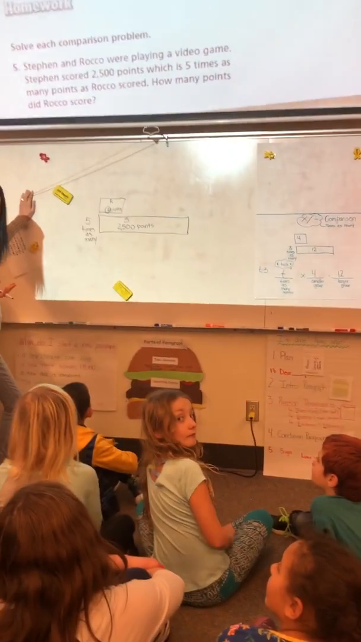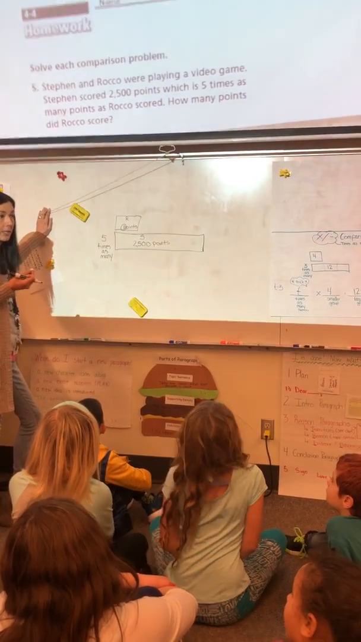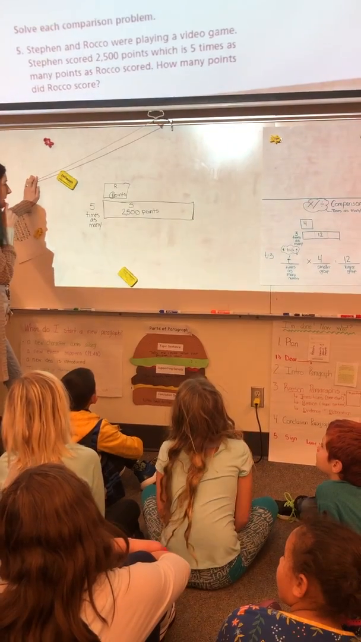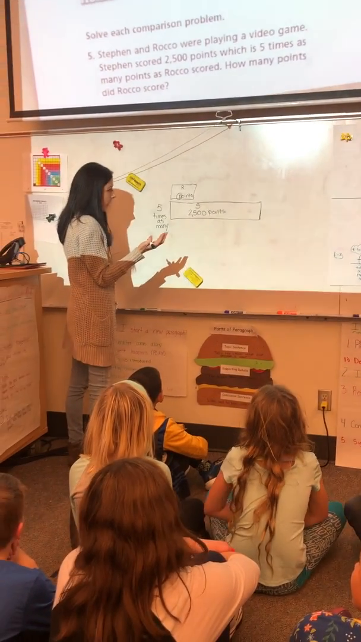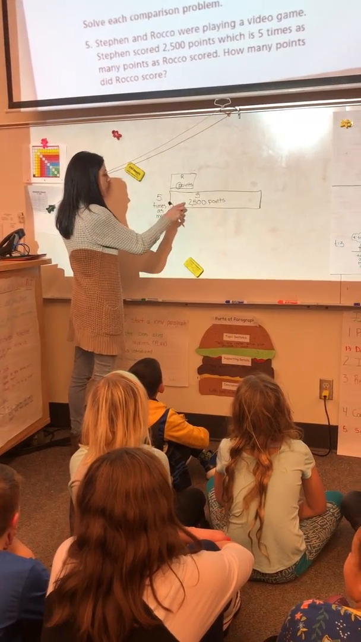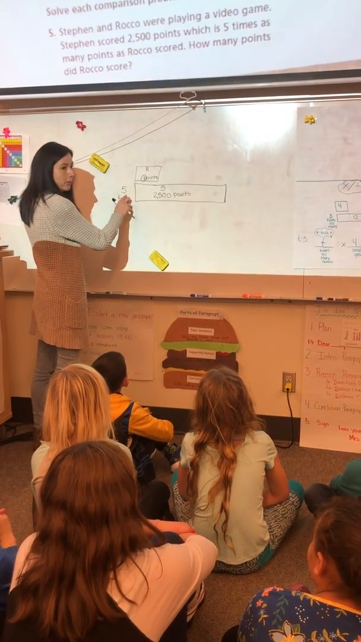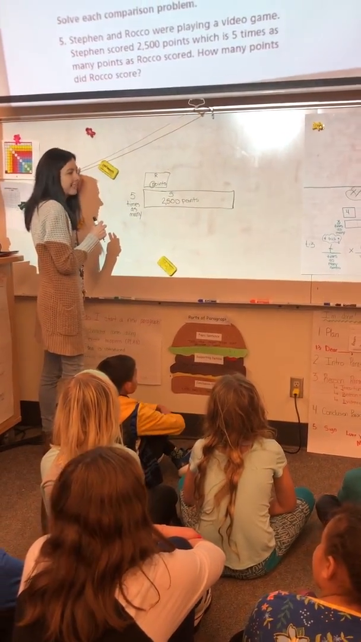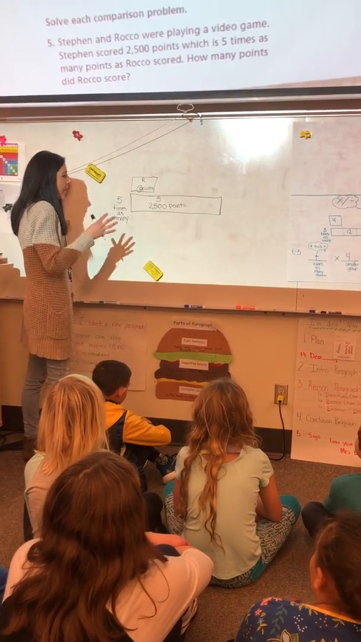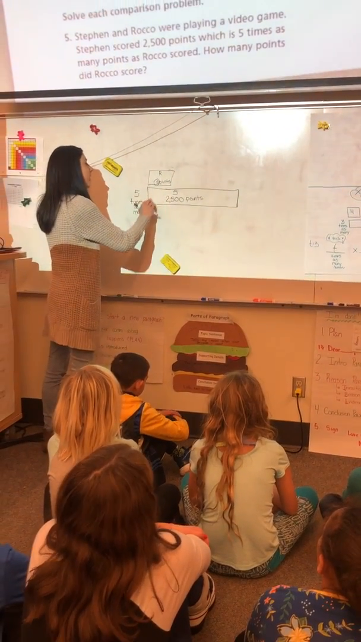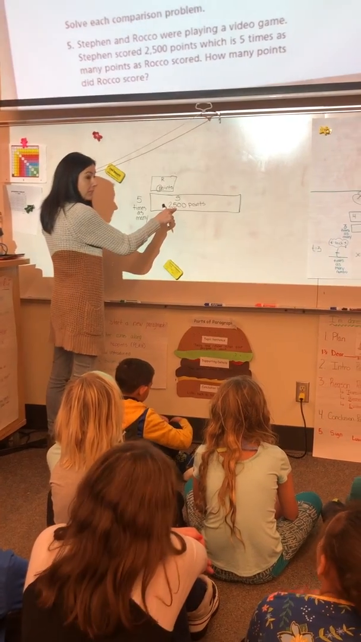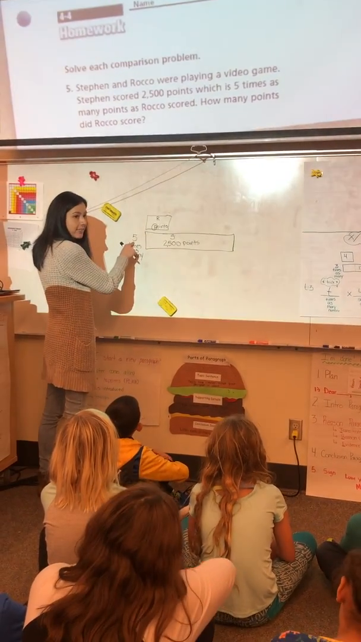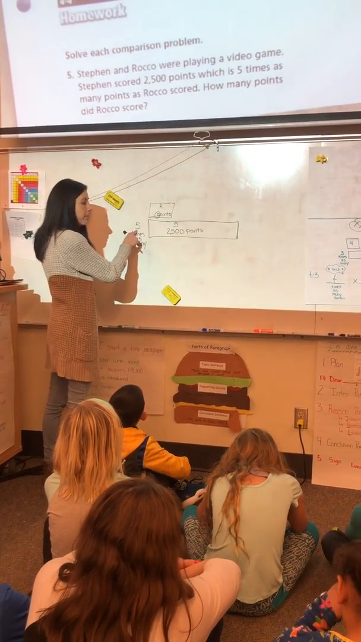Now I've got to figure out how am I going to get Rocco's points. Well, I know I'm in the multiply-divide family. If I multiply these numbers together, I'm going to get a really big number. And Rocco's bar is shorter. So that doesn't make sense. I probably have to divide. I also think I have to divide because this is kind of like my rectangle, and this number's inside the rectangle, and this number's on the side. So I probably have to divide.